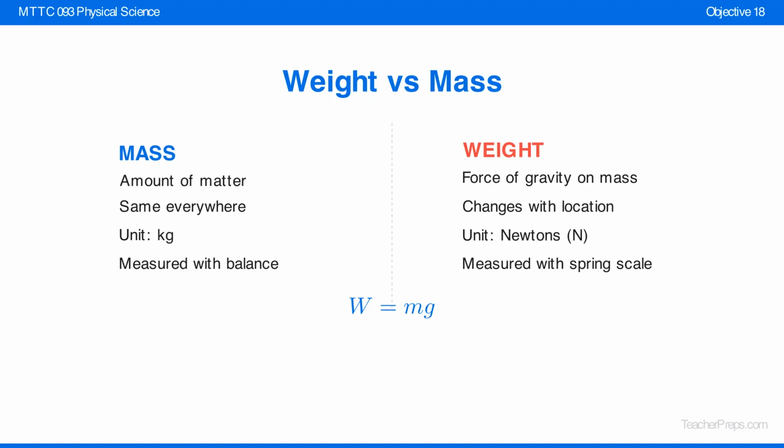On Earth, g is approximately 9.8 meters per second squared. On the Moon, g is about 1.6 meters per second squared, roughly 1/6 of Earth's gravity. So a person with a mass of 60 kilograms weighs about 588 newtons on Earth, but only about 96 newtons on the Moon. Same person, same mass, much less weight. Mass is measured with a balance by comparing to known masses. Weight is measured with a spring scale, which measures gravitational pull.